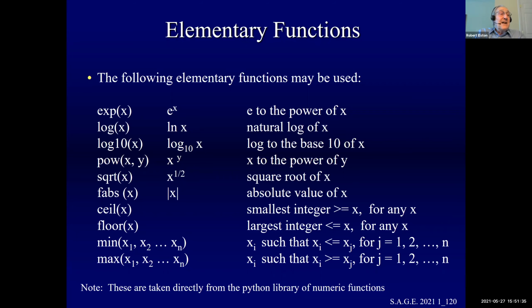Ceiling x, or ceil x, I should say ceil. You can't write ceiling. You have to write ceil, C-E-I-L, x. It's the smallest integer greater than or equal to x. Floor x is the largest integer less than or equal to x. Min x is just the smallest of all the x's you've got. Max x is the largest. If you write min and a set of n x's, x1, x2, x3, up to xn, it just picks out the smallest one, and max picks out the largest one.